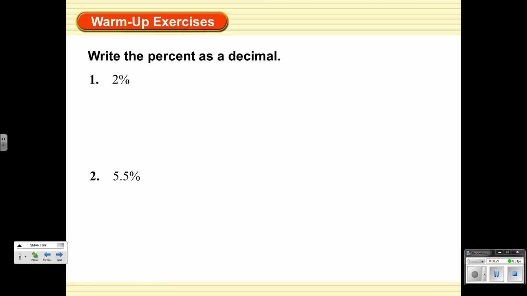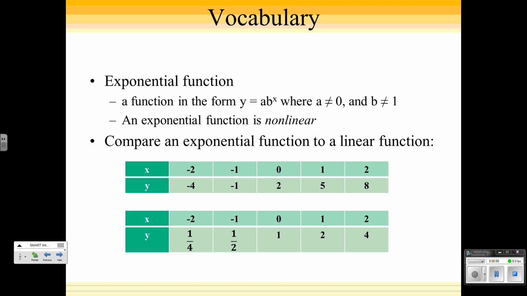All right, before we do that, go ahead and pause the video, do the warm-up exercises, and then check your answers. We're just changing percents to decimals. Hopefully you were able to change 2% to 0.02 because this means 2 per 100, and this means 5.5 per 100, so it's 0.055. If you have questions, you can ask. But again, it's just moving the decimal 2 places to the left.